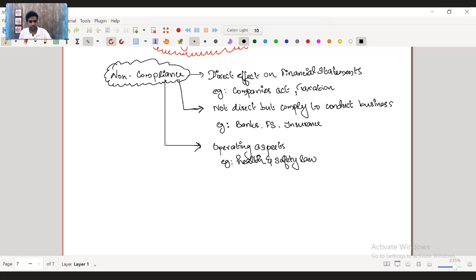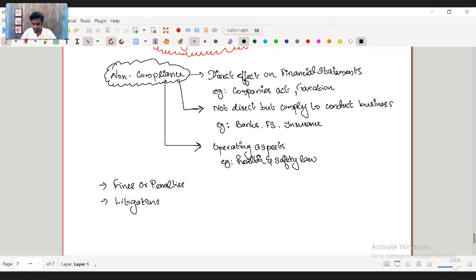The third aspect is operating aspects. Operating aspects are things like operational safety, health, equal employment, employment law, etc. You need to comply with these rules if you want to operate in a smooth manner. And what will non-compliance result in? It results in fines or penalties. They could also result in litigations.